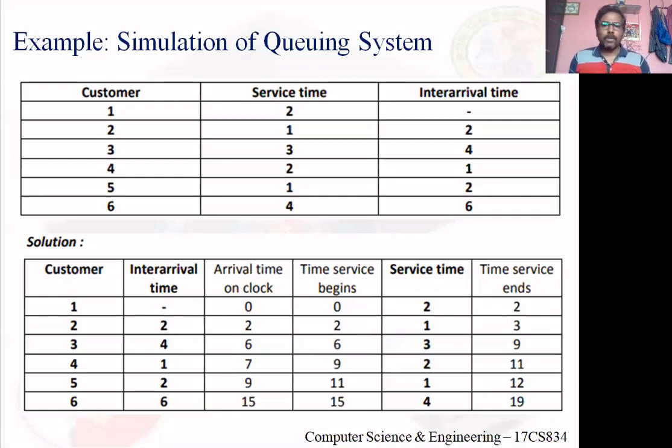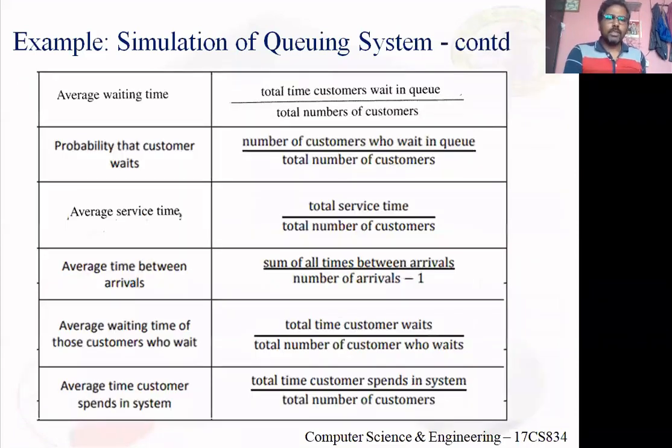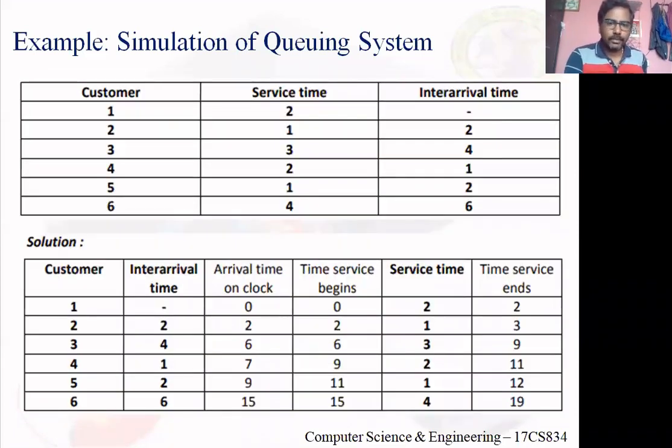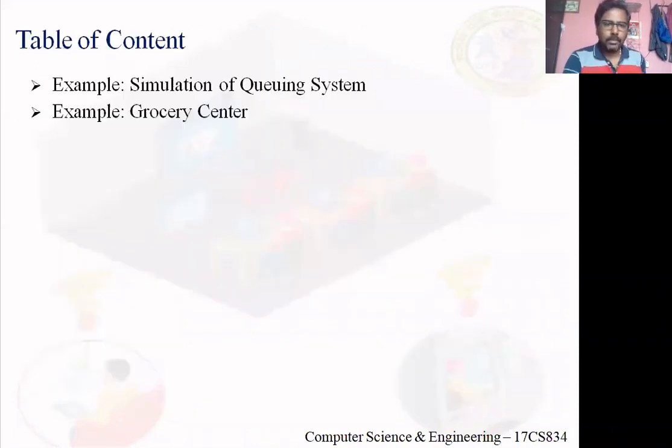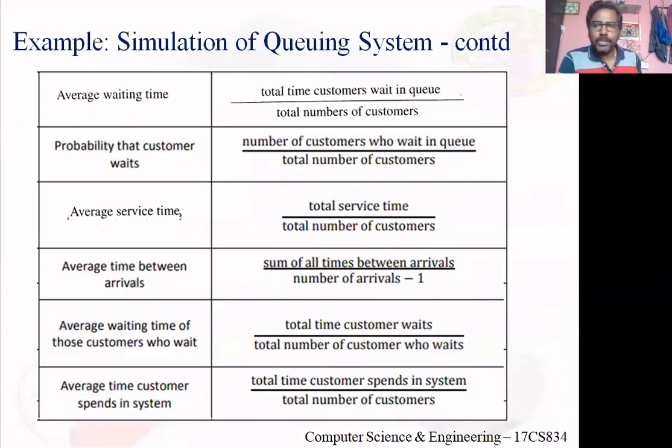Now, you should be familiar with constructing a table. Apart from these, some other columns we can include, based on the objective we are interested in, based on the performance parameter we want to estimate. So see here. Suppose I want to compute the average waiting time.